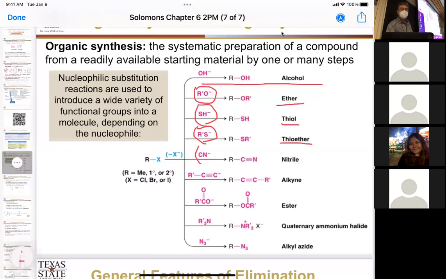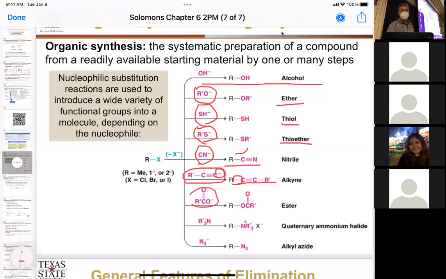You can even use this one right here, cyanide ion. Cyanide ion is a good nucleophile. It's going to give us a nitrile and add a carbon to our carbon chain. We can even do the acetylide ion here. It's a strong nucleophile. It's got that nice negative charge. And we're going to make a carbon-carbon bond here and extend our chain. We're going to add carbons to our chain.